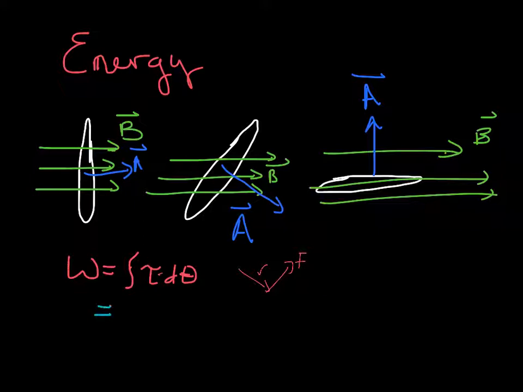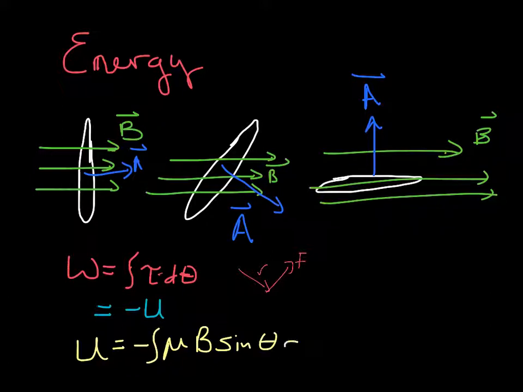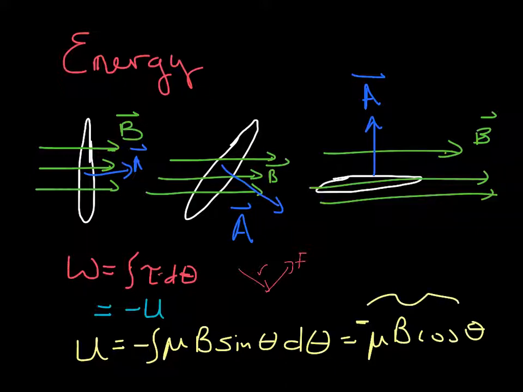We also know that work done is equal to minus the change in potential energy. So if we're going to rewrite this, we'll get U equals the integral of torque, which we write as mu B sine theta, d theta. We'll just deal with magnitudes. That equals mu B negative cosine theta. Do we have any other way we can write this? Well, we sure do. We can write this as minus mu dot B, the dot product.